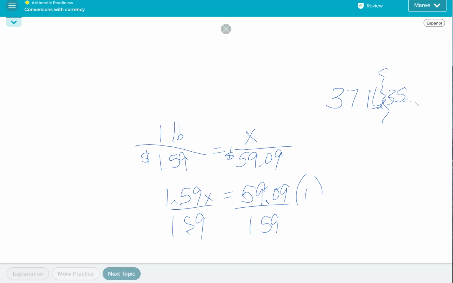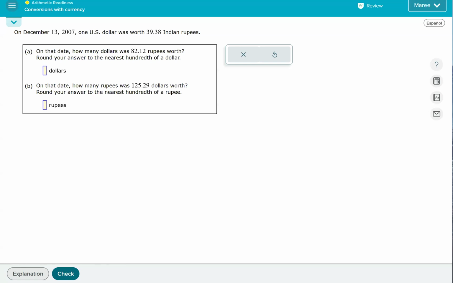Okay, so let's do another one. Again, they're going to give us the original ratio. We have $1 is equal to 82.12 Indian rupees. I don't know the abbreviation for it, so I'm just going to put R for rupees. Okay, so if we want to know how many dollars 82.12 rupees are worth. Oh, whoops, I wrote this wrong, because the rate was not 82.12, I was reading in the problem. It's 39.38.